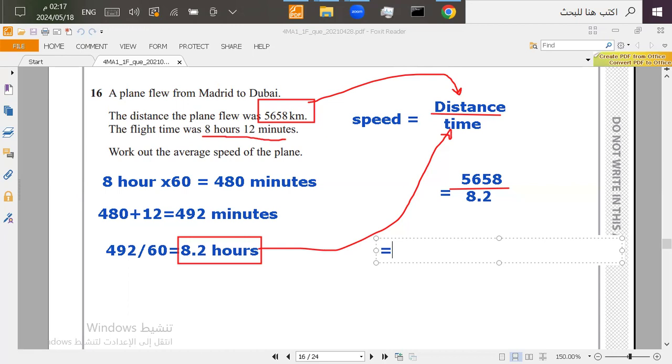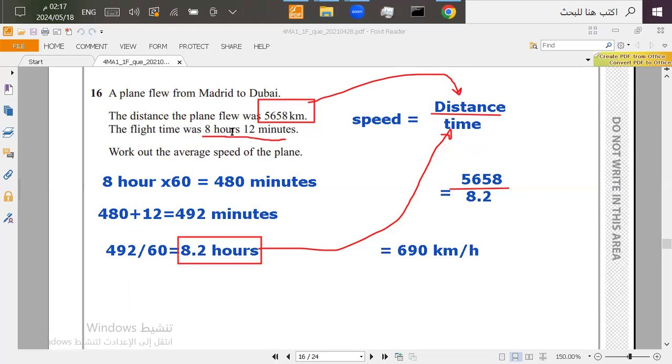And I'll get the answer, which is 690. So the answer is 690 kilometers per hour. And this is the speed of the plane that we have here. So focus on the question, focus on the formula and the units that we need to work with.